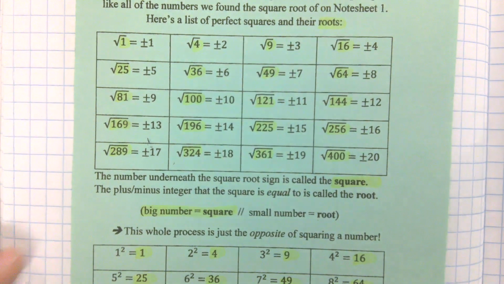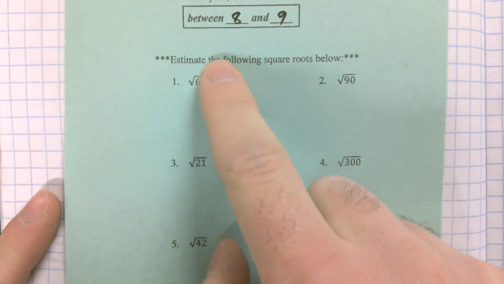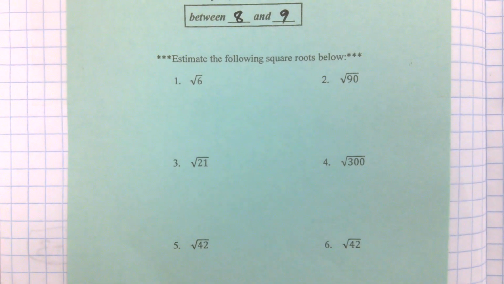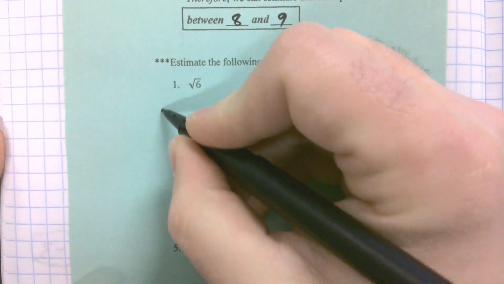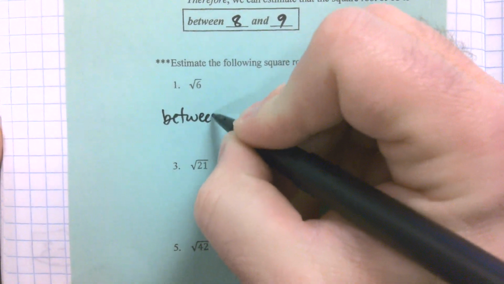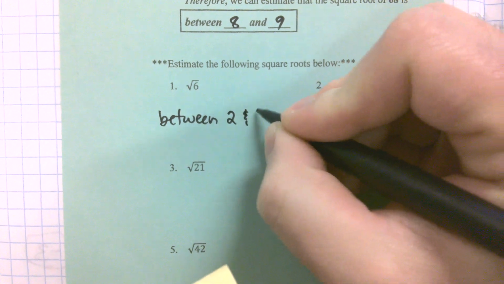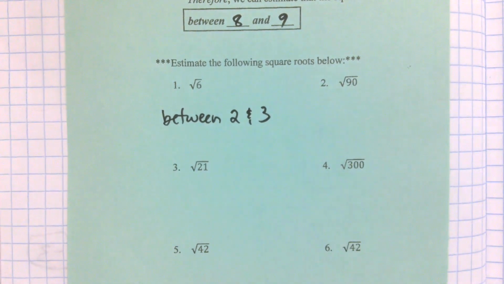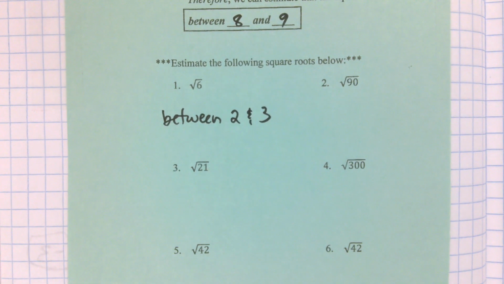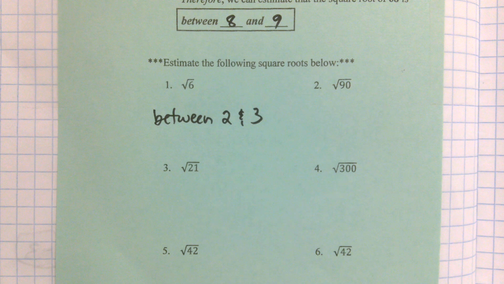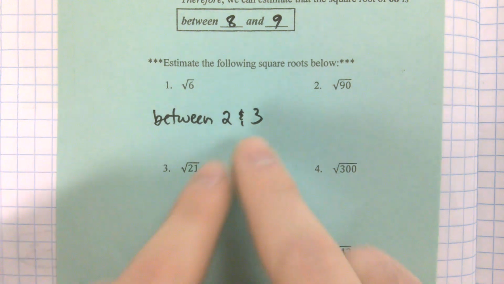So Ida, like you said, if we were going to estimate the square root of 6, what two roots, the small numbers, would this fall between, Ida? 2 and 3. So this is where we get a little bit confused, right? Because initially we're looking at the squares, the big numbers, so that we can tell what the roots, the small numbers, are going to fall in between.